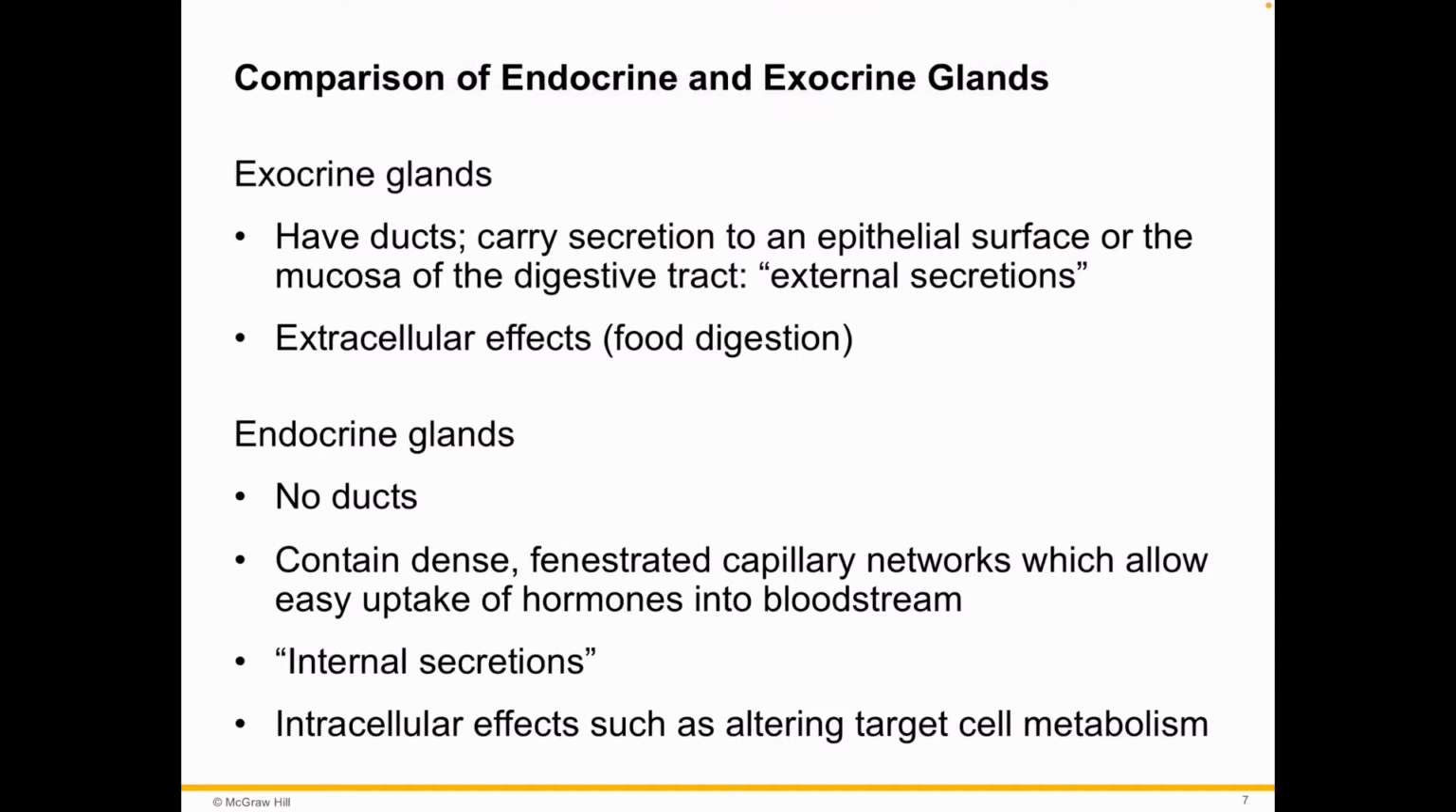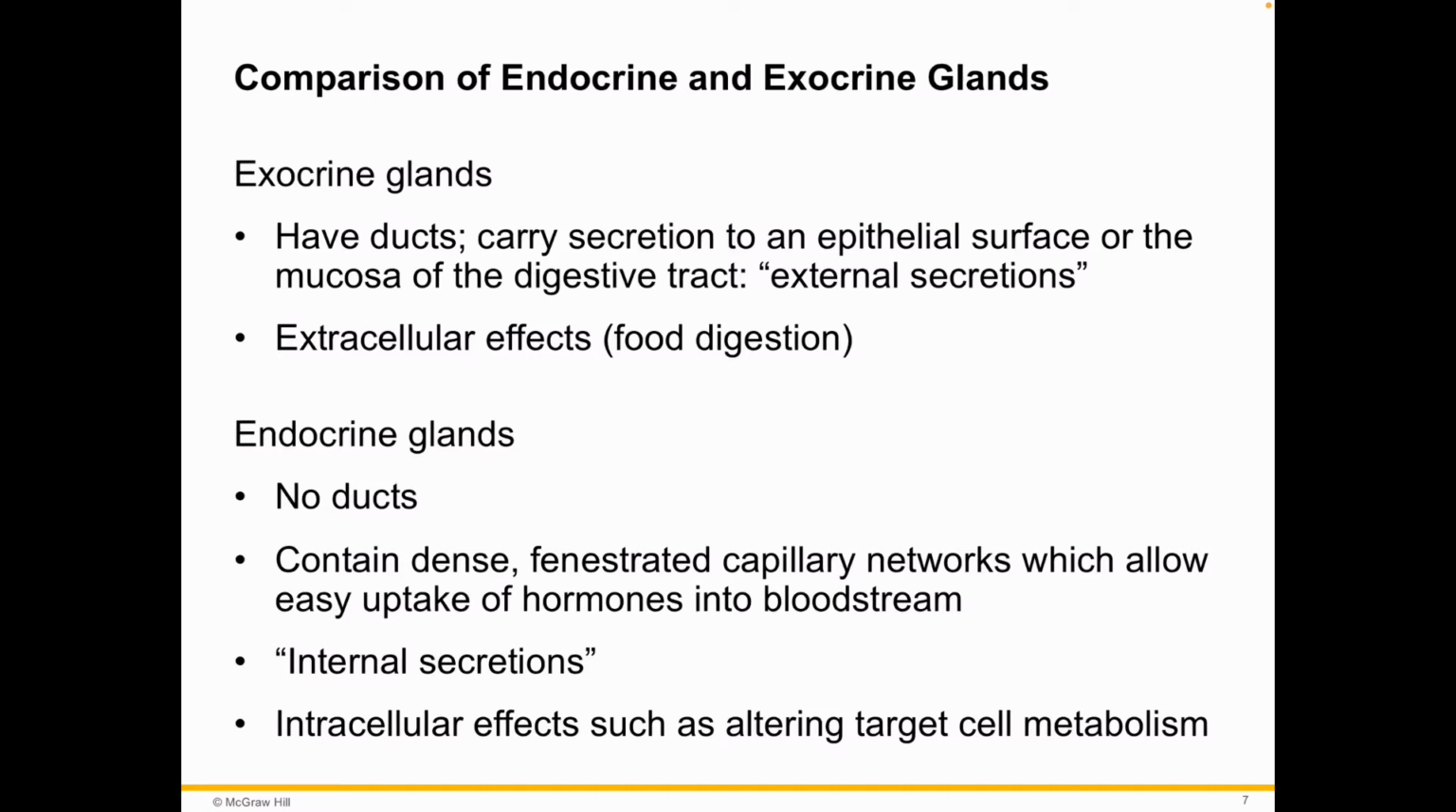So exocrine glands have ducts. They're going to carry these secretions up to the surface. Think of the digestive tract as an external secretion, or the surface of the skin. They're going to be on the outside of the cell. That's how they're going to operate, for example, food digestion or maybe lubricating the skin.